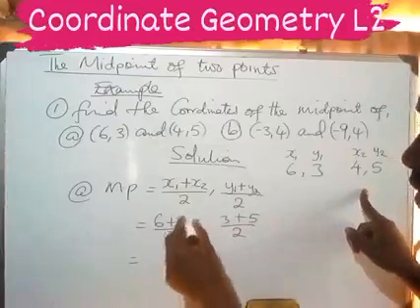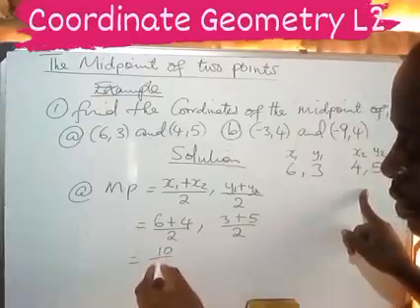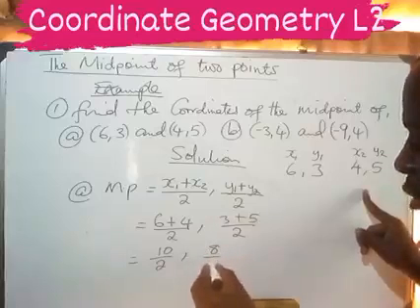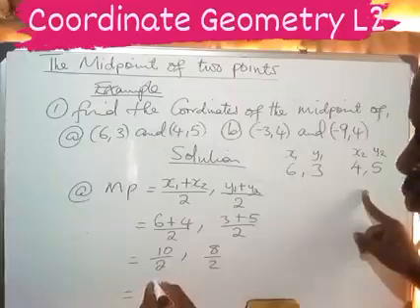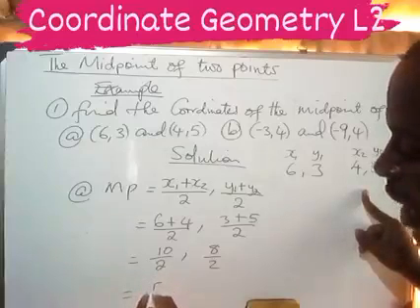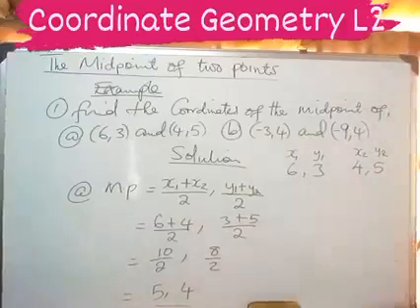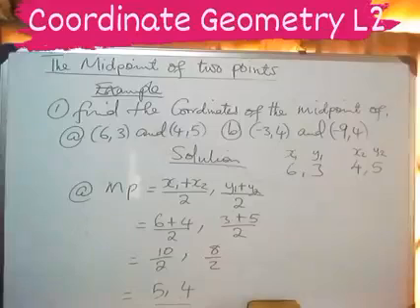So 6 plus 4, the answer we get is 10. Then we put over 2, comma, this one you're going to have 8 over 2. Therefore, our final answer for this one will be 5, comma 4. So 5, comma 4 is the midpoint for question number A.